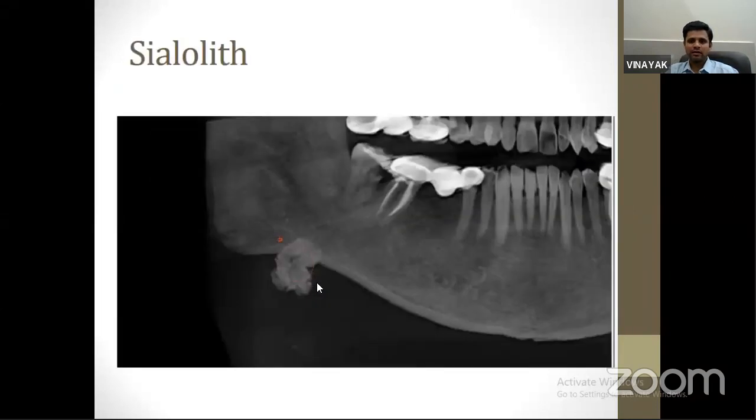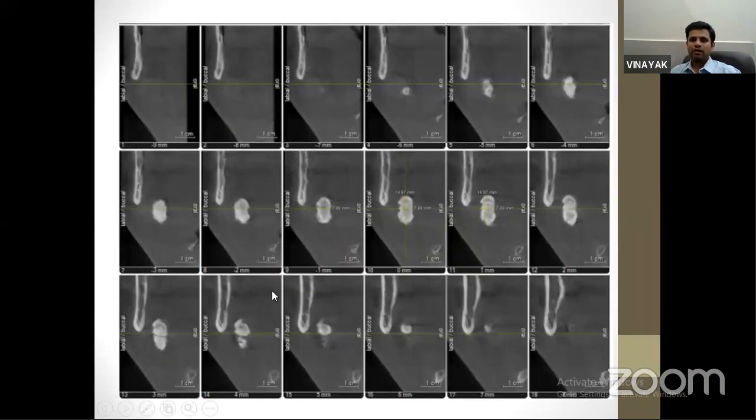If you see this case, there is this radiopacity, right? So it could be a lymph node or a sialolith. Now, because the patient had a history of swelling while eating and difficulty in salivation, the diagnosis was a sialolith. So you can see, you can measure, it is lingual to the ramus. Now this is the ramus region, right? So it is lingually placed in the submandibular region. So it is a sialolith of the submandibular salivary gland.